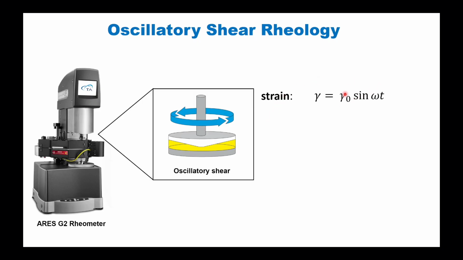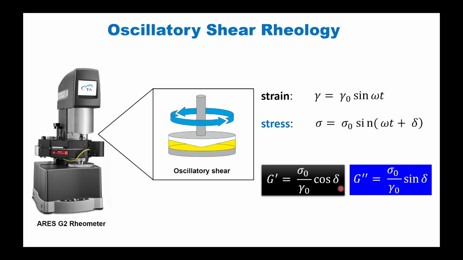So you see the strain can be characterized by an amplitude, a frequency, and the time is the independent variable. So when the strain amplitude is small, the stress can be written this way. It's a similar signal in terms of frequency, but shifted by some phase. So two simple material functions, G prime and G double prime, for example, can be defined using this relationship.